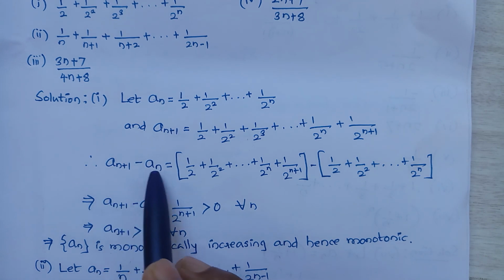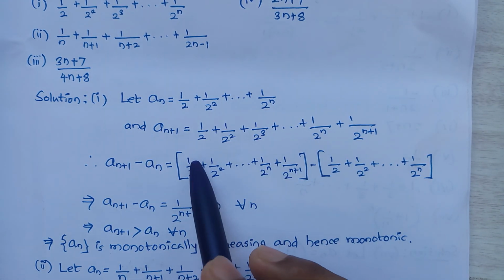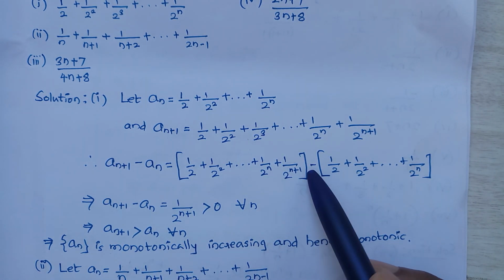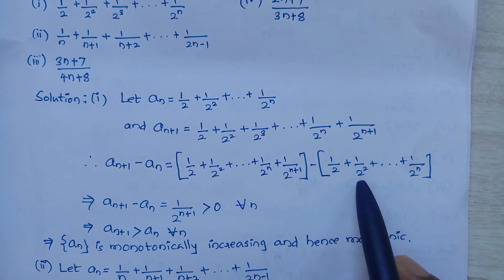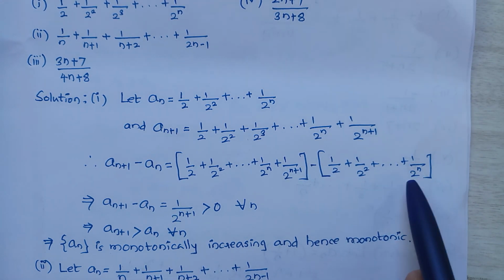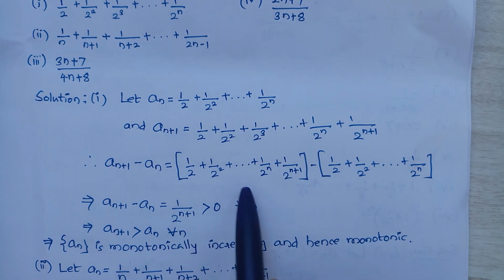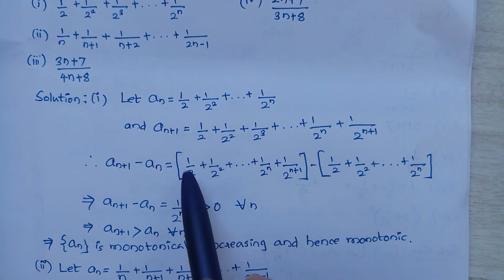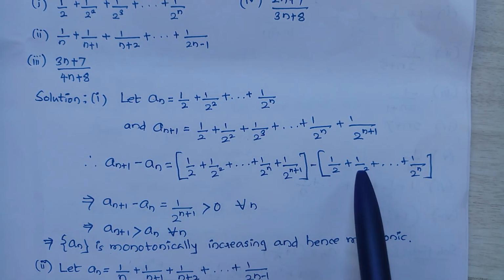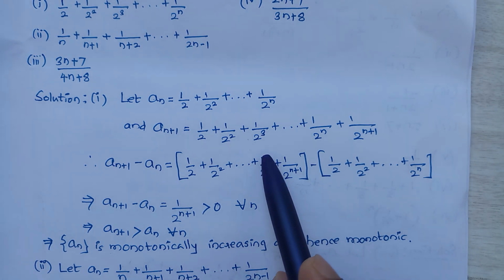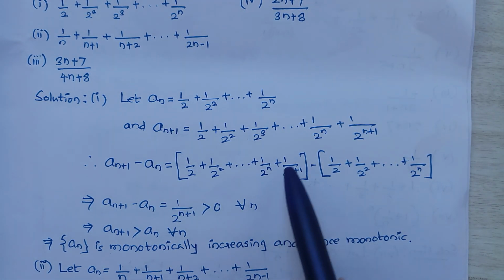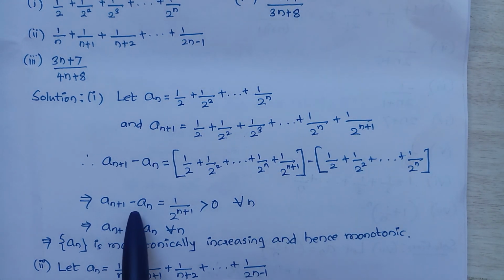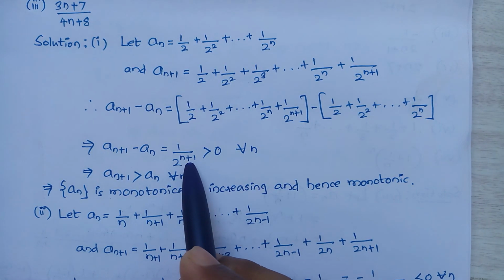Therefore a_(n+1) - a_n. The a_(n+1) term is 1/2 + 1/2^2 + ... + 1/2^n + 1/2^(n+1), minus a_n, which is 1/2 + 1/2^2 + ... + 1/2^n. If we subtract, 1/2 minus 1/2 vanishes, 1/2^2 minus 1/2^2 vanishes, and 1/2^n minus 1/2^n vanishes. The remaining term is 1/2^(n+1). So a_(n+1) - a_n = 1/2^(n+1).